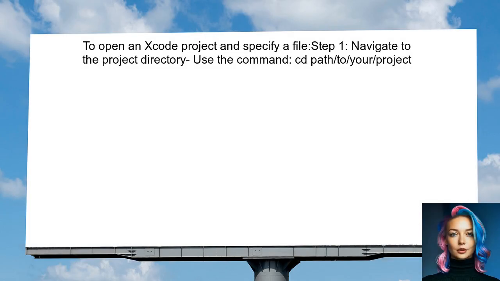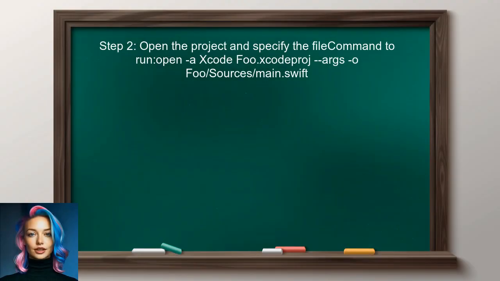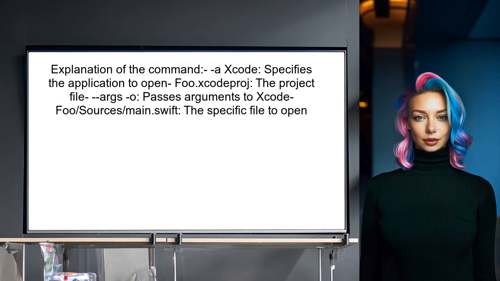To open an Xcode project and specify which file to open, the user can use a specific command in the terminal. First, they should navigate to the directory containing the Xcode project. Next, the user can open the Xcode project and specify the file they want to open by using the open command with the project and file paths. This command tells the terminal to open Xcode, load the specified project, and directly open the desired file.